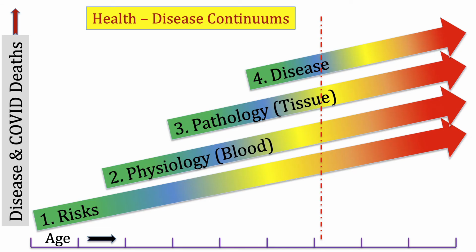We look at things not as are you either healthy or sick, and this dotted red line shows you the demarcation between someone who would be classified as healthy versus someone who would be classified as sick in the standard of care. But we recognize everybody lies on continuums of health. So we have a risk continuum, a physiological continuum, a pathology or tissue change continuum, and then a disease continuum. And the overlap is clear, and the Y titrates back to a person's risks.